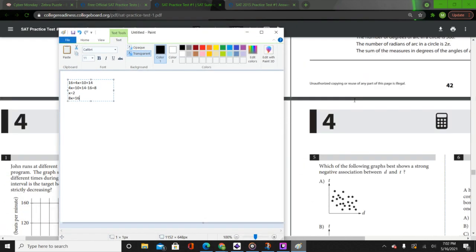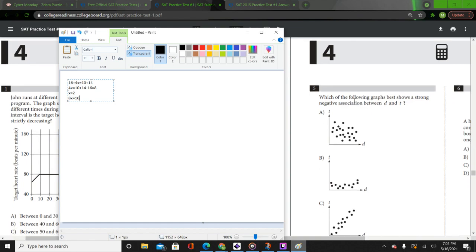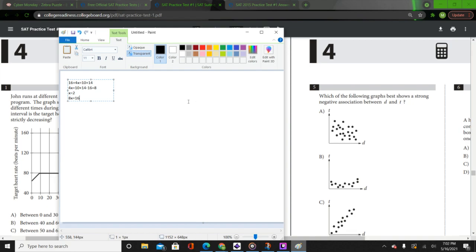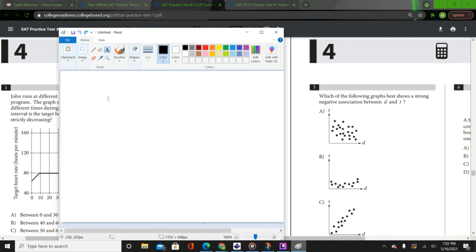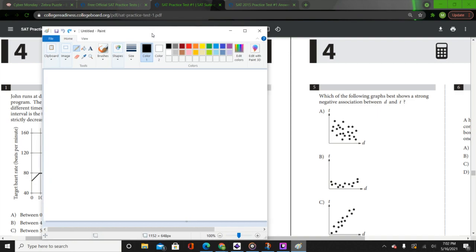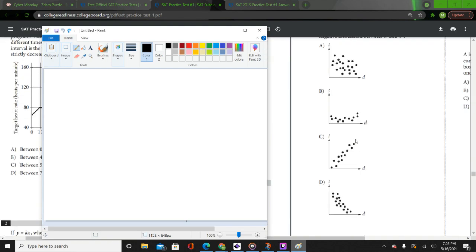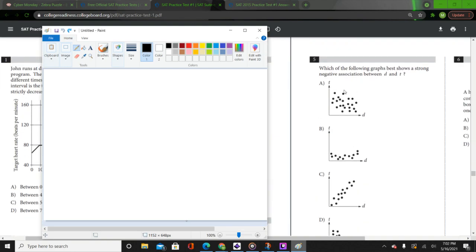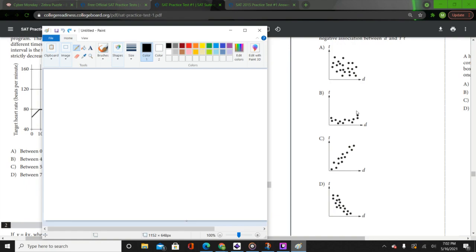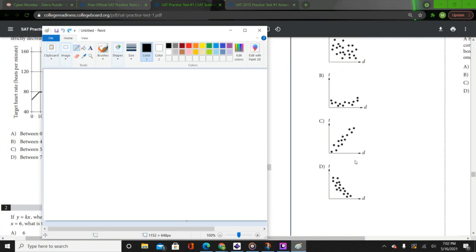Ooh, scatter plots. Those are fun. Which of the following graphs best shows a strong negative association between D and T? So A, it does look like it's negative. However, it's a bit more scattered, so I wouldn't say strong, but if nothing else was negative, I would go A. With B, kind of flat. C, it's positive, not negative, and D, D is the answer.